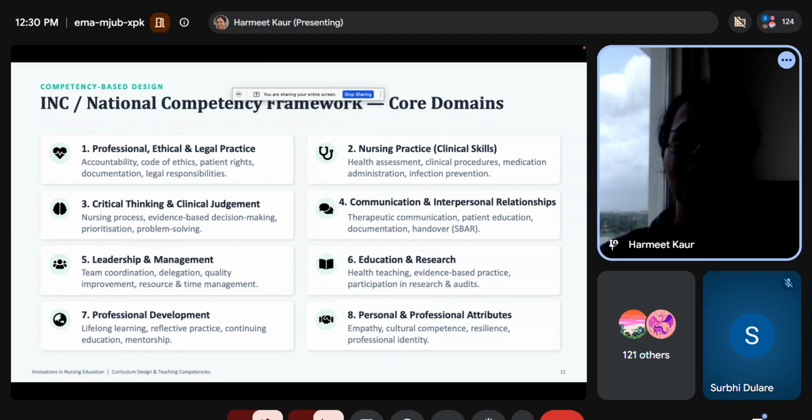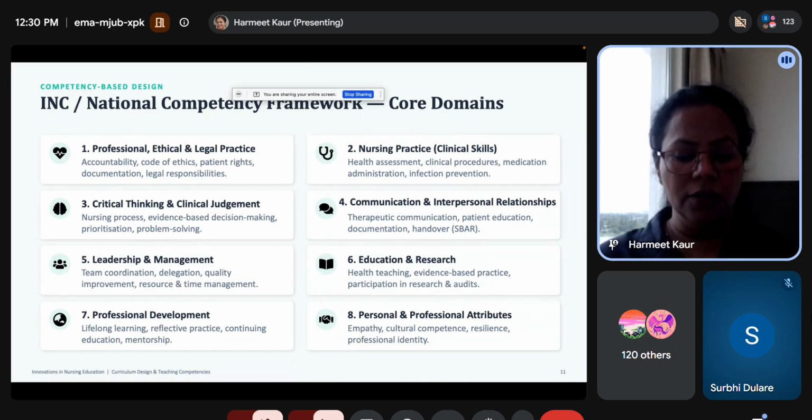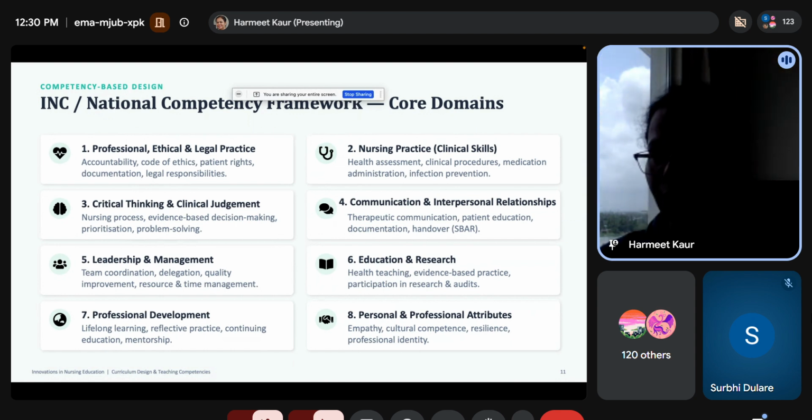These are very, very important aspects, but whenever we talk about competency, we sometimes talk only about clinical skills. But competency is not only clinical skill. Competency includes all these things. The sixth point is education and research. Do you know how to teach, how to give health teaching? What is evidence based practice? Whether you are in teaching, in the clinical area, or in administration, research is an important skill which you should have as a healthcare professional. So research competency is also very, very important.